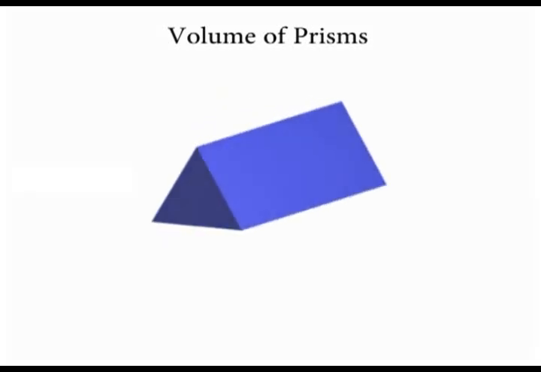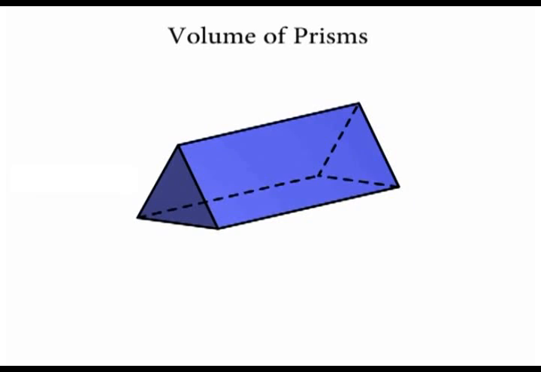This is a triangular prism. It has two identical faces parallel to each other. If we were to cut this solid parallel to these faces, we will see that the cross-sections obtained will be exactly like the two identical faces.